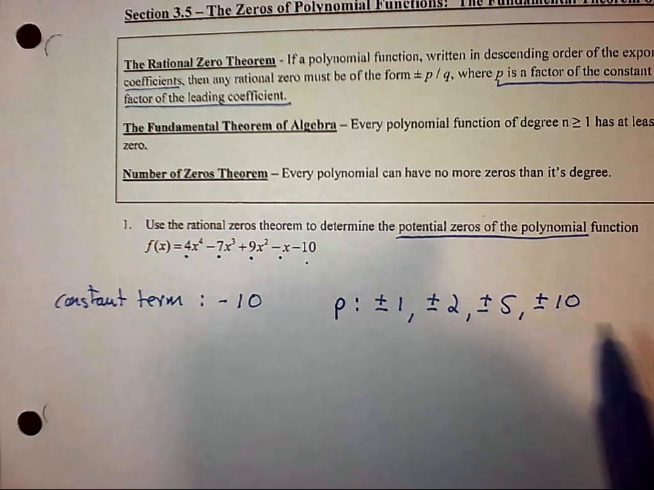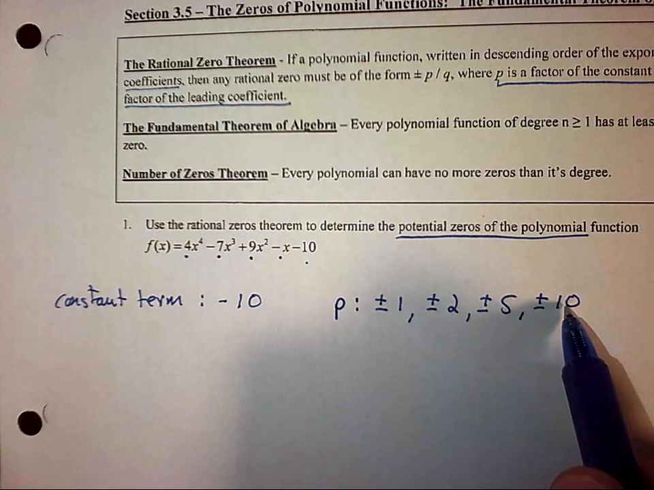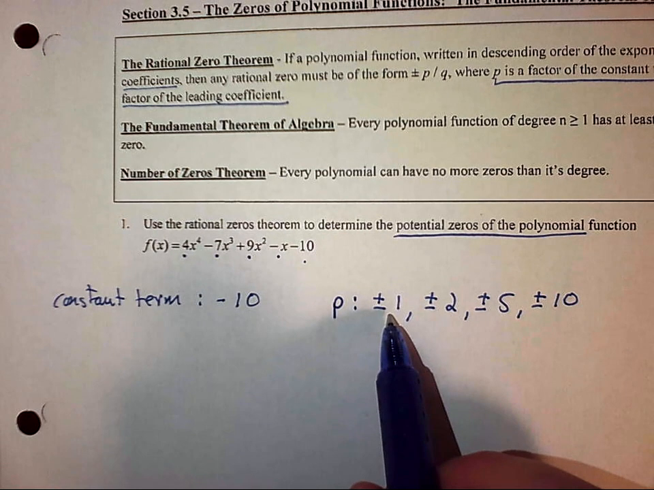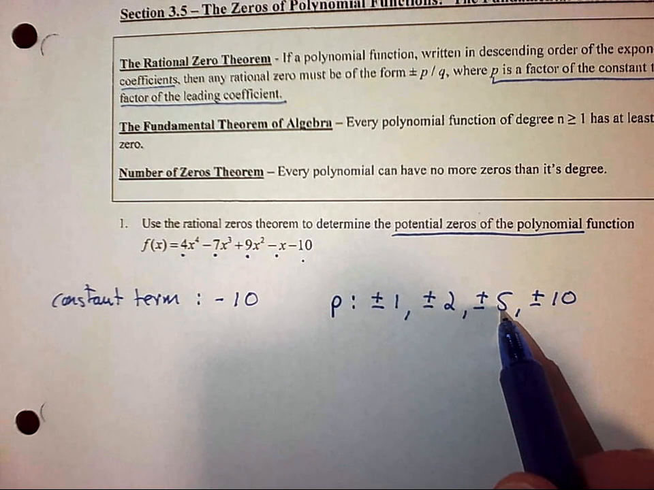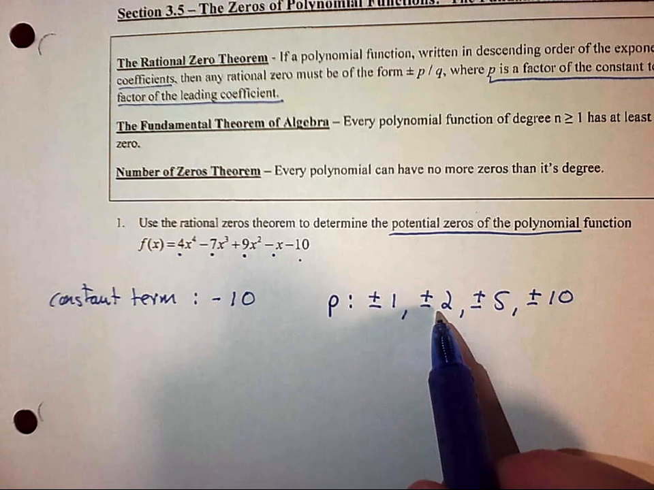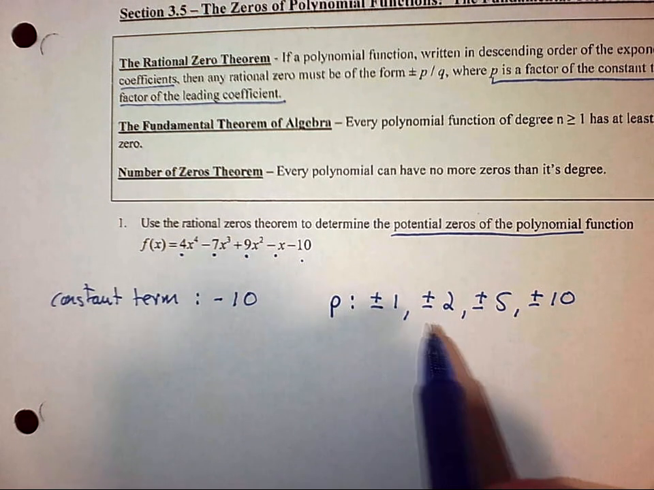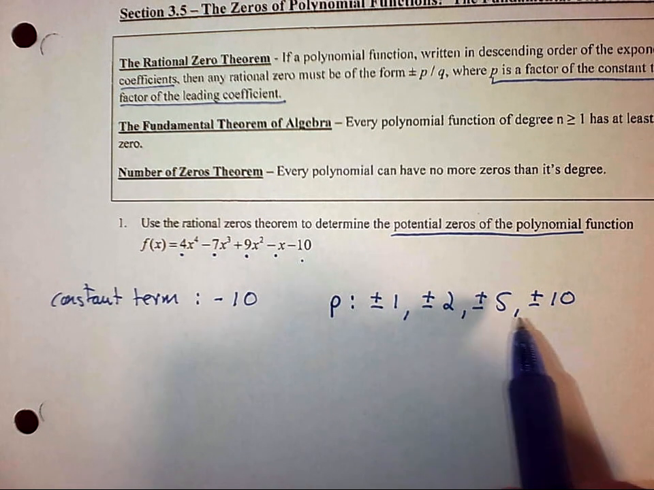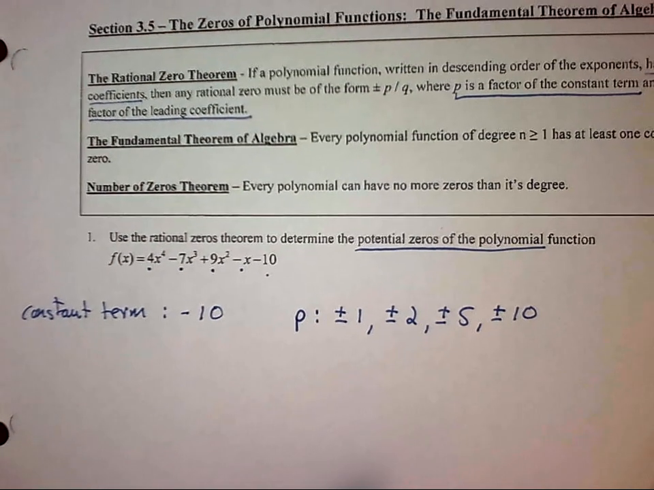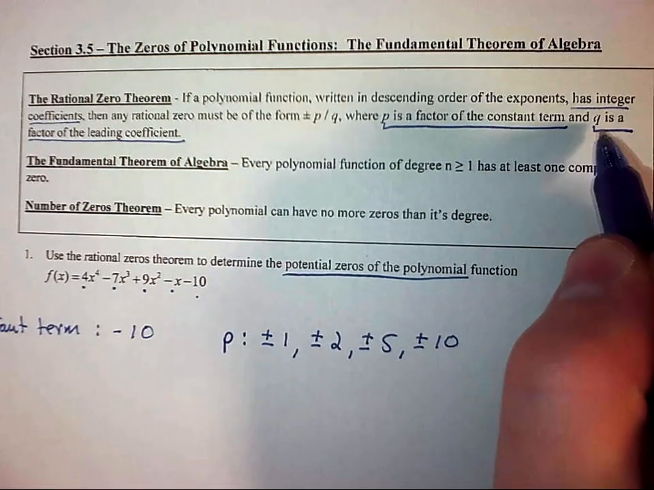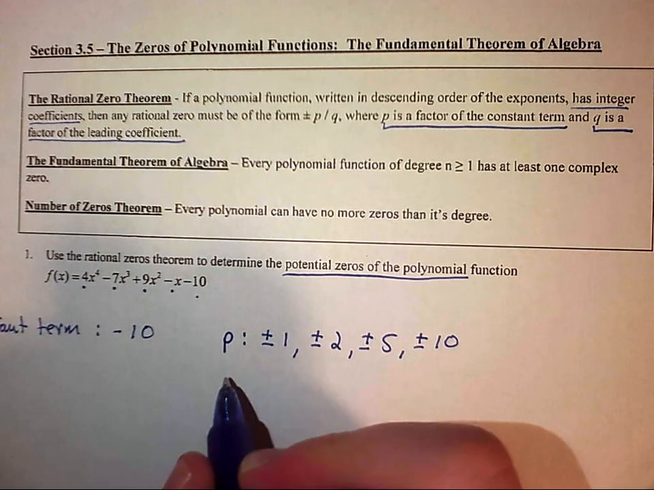Right? You can take positive 10 and multiply it by a negative 1, and that's going to give you a negative 10. You can take a negative 5 and multiply it by a positive 2, and that's also going to give you negative 10. So plus or minus these numbers are going to be the factors of our constant term. The next thing that we need to look at, q, these are going to be factors of our leading coefficient.